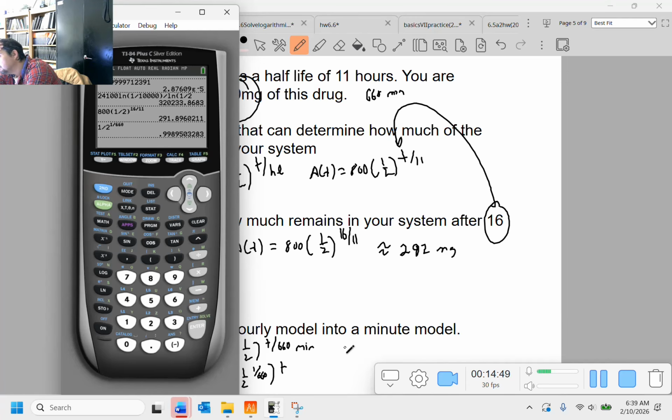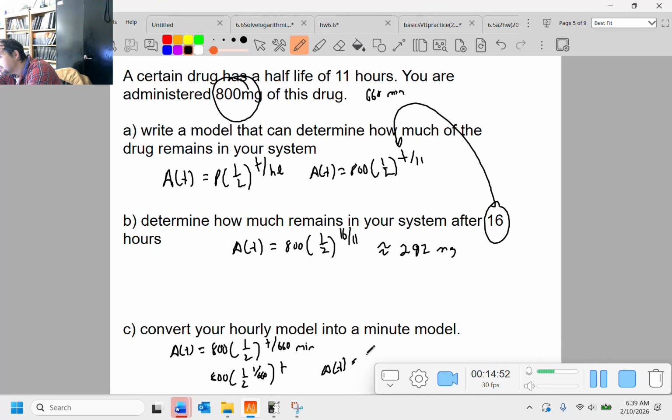0.9990. The amount after time passes is the principal, which was 800, times 0.9990 to the t. And now it's a minutely model, but the minutely model is not going to be as accurate because you rounded. Even if you went out 8 decimal places, it still wouldn't be as good as a perfect number 1/2.